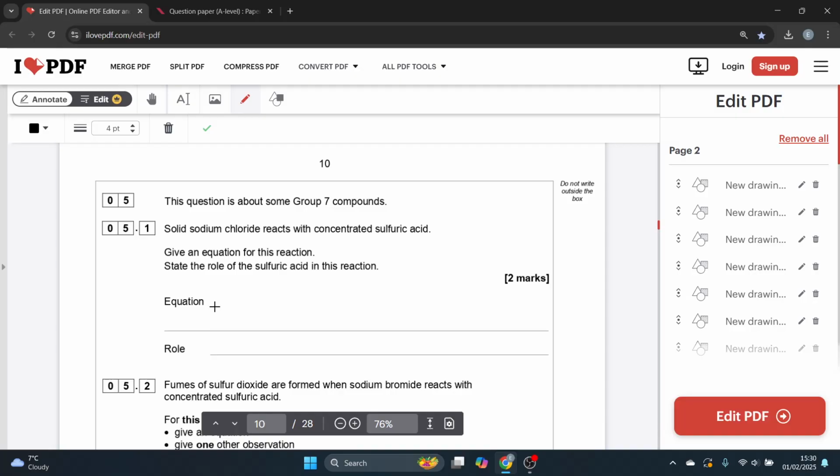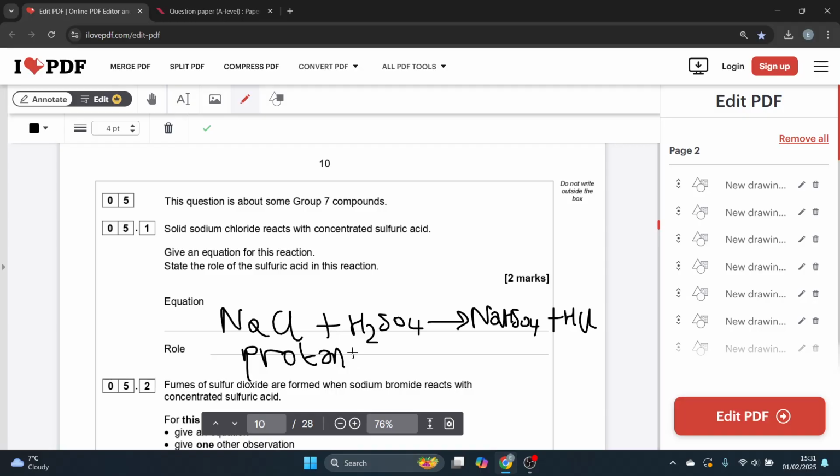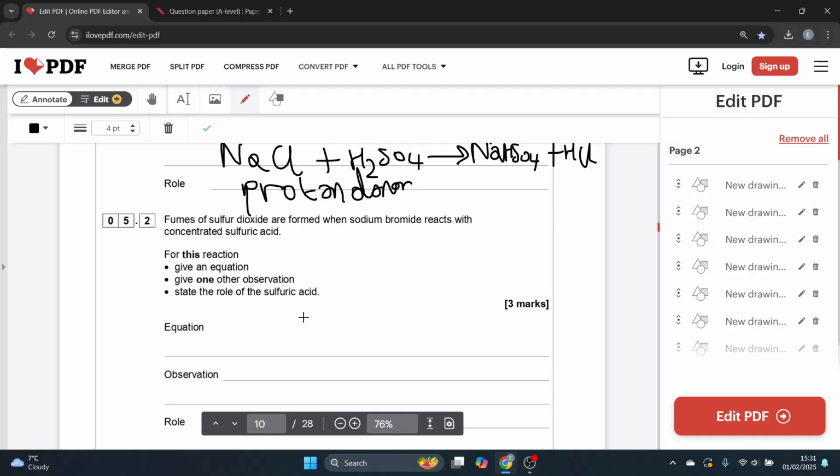Solid sodium chloride, NaCl, reacts with concentrated sulfuric acid, forming NaHSO4 plus HCl. The role of sulfuric acid in this reaction: proton donor, or you could say Bronsted-Lowry acid, but yeah, proton donor.